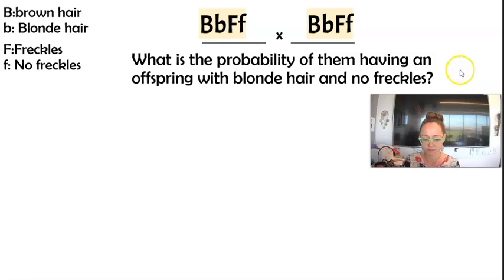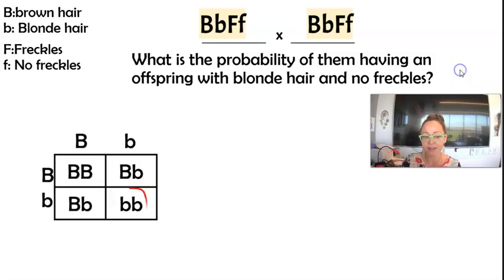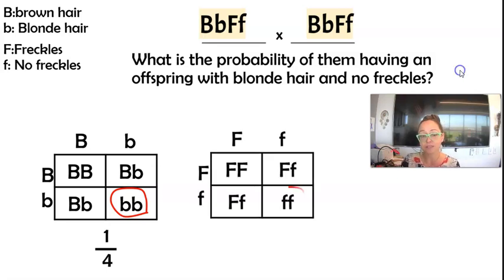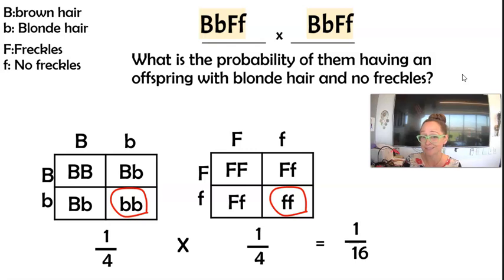So we do our Punnett squares. So here's for hair color, and I find there's a 1/4 chance that this couple will have a blonde-haired child. Then when I look at freckles, there's also a 1/4 chance this couple will have a child with no freckles. So what's the likelihood of both of these events occurring together? We take the 1/4 times 1/4, and then the probability of them both happening in the offspring is 1/16.